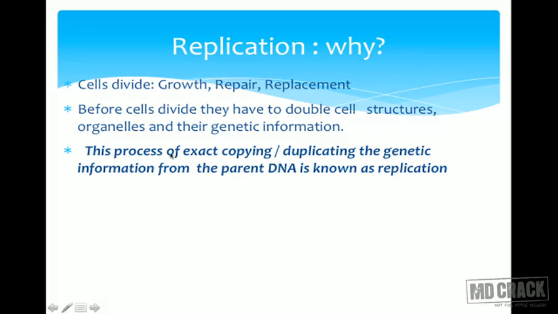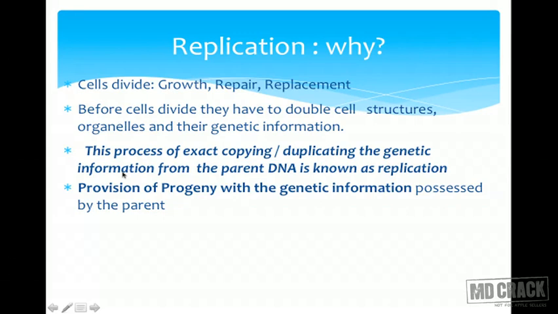This process of exact copying, duplicating the genetic information from the parent DNA, is known as replication, where a DNA strand is made into an exact duplicate of itself. It is like a Xerox copy. Why don't we call it a Xerox copy? The reason is there is a slight difference in how the copy is going to take place. If you look at the model, we'll come to know why we call it replication.